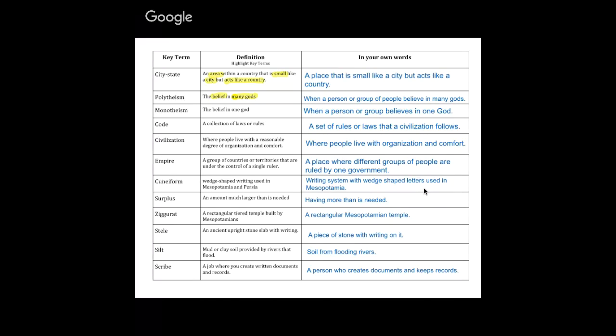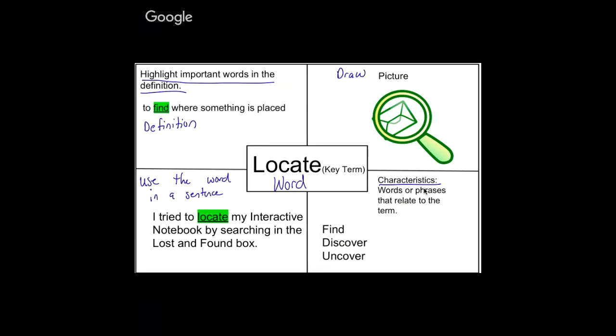So we broke you guys up into groups. You were each assigned 3 words to do a vocabulary 4 square. And so on your 4 squares, you wrote the definition and you highlighted the important words again. You drew a picture to represent the word. You used the word in a sentence. And finally, you wrote some similes, some words or phrases that relate to the term. And so we started off with that.